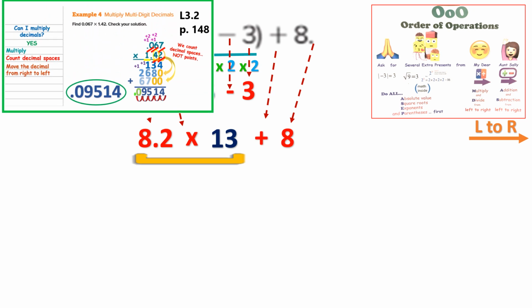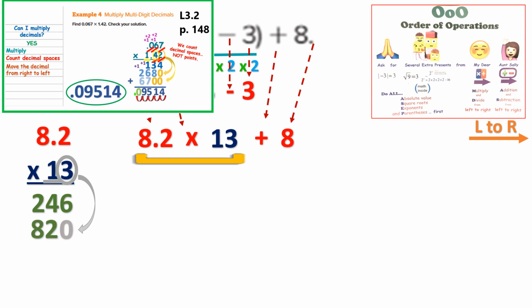Well, how do I multiply decimals? Well, we look back at lesson 3.2. If we don't remember, we have our examples of multiplying decimals. We know we can multiply decimals, so I stack them and multiply. Then I count my decimal spaces and move from right to left that many times. So I'm going to start with multiplying by my 3. 3 times 2 is 6, and 3 times 8 is 24. My second number tells me to bring down 1 0, and then I can multiply by my 1. And 1 times any number is itself, so 1 times 82 is 82.